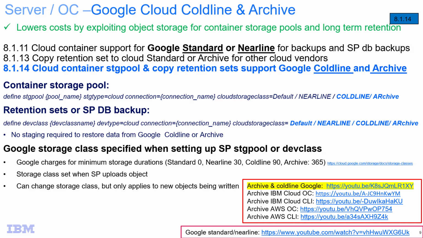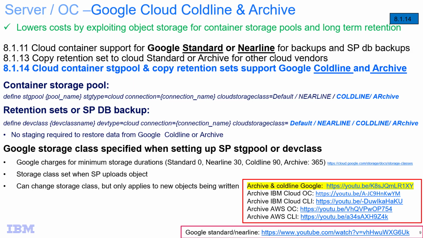Spectrum Protect sets the storage class when Spectrum Protect uploads those objects. So you can go out and change the storage class, but it will only impact any uploads that occur after the change. So any of your new backups, any of your new copy retention sets, any of your database backups will only be impacted after you make the change.